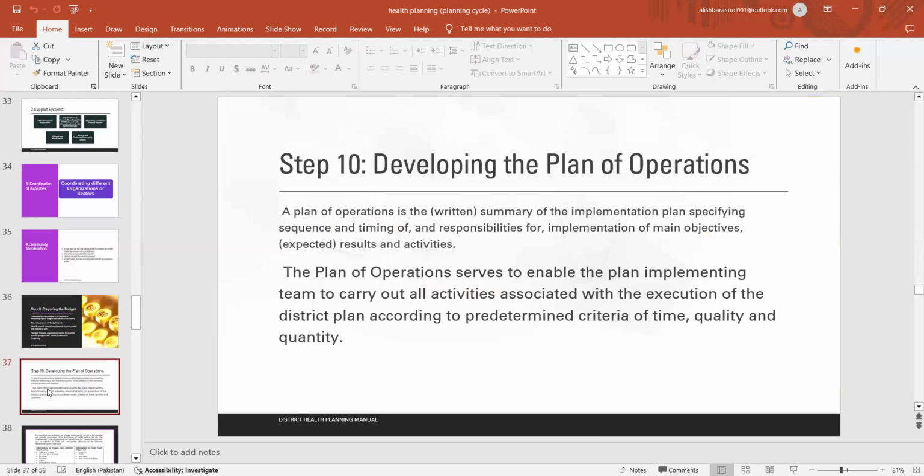Step 10, developing the plan of operations. A plan of operations is the written summary of the implementation plan specifying sequence and timing and responsibilities for the implementation of main objectives, results, and activities. The plan of operations serves to enable the plan implementing team to carry out all the activities associated with the execution of the district plan according to the predetermined criteria of time, quality, and quantity.